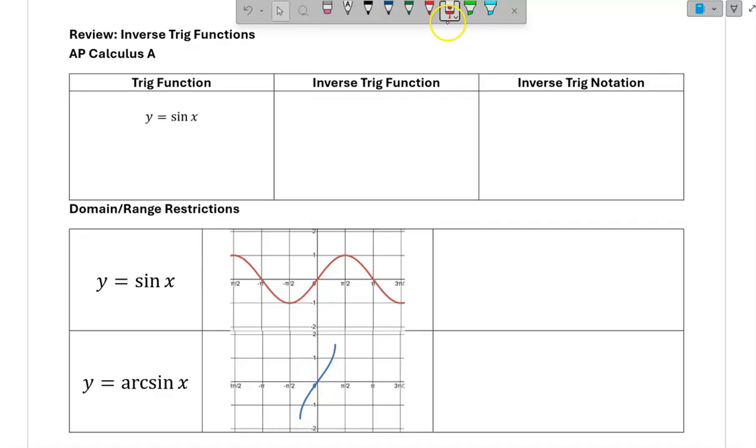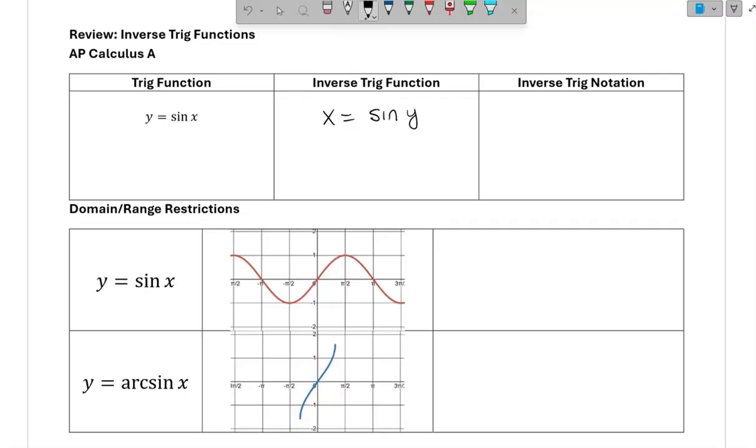Over here I have the trig function sine of x written out as y equals sine x. Now we could do this for the other five, but we're going to focus just on sine for this introductory part of the video. As you know, to find an inverse, the quickest way is to switch the x and the y variables. So the inverse trig function defined implicitly would be x equals sine of y.